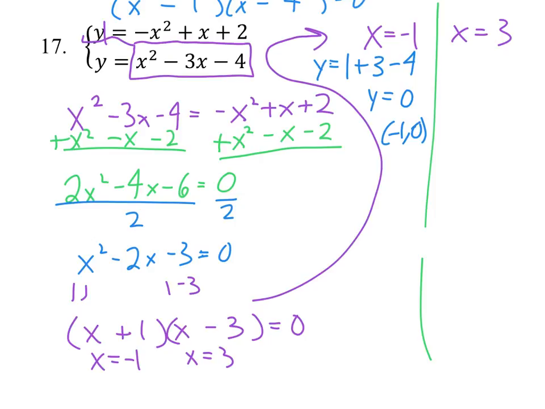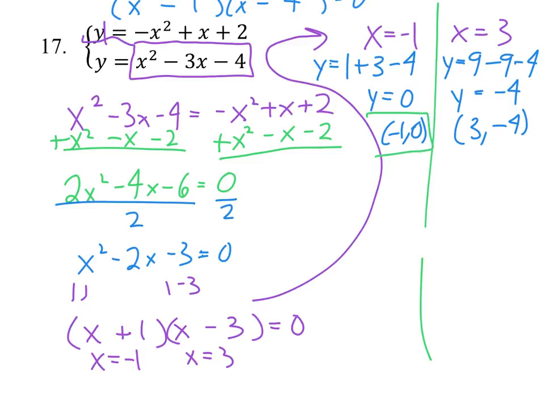And if I do the same kind of thing with the 3, square 3, you get 9. Minus 3 times the 3, so minus 9 minus 4. And look at that, the 9's cancel. We get a negative 4. So 3, negative 4. Alright, there we go.